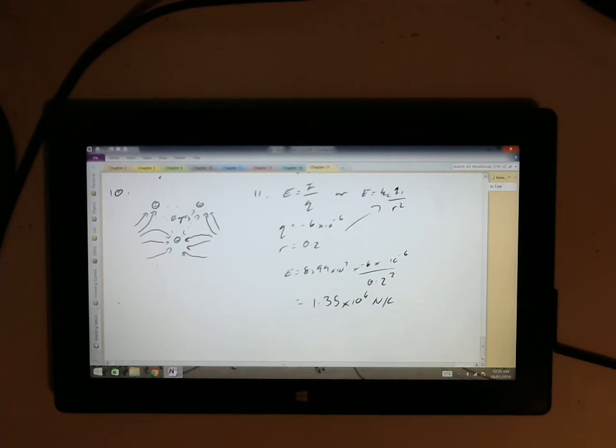Okay, so we've got our magnitude, and if we quickly double check our answers, we see 1.35 times 10 to the 6 newtons per coulomb. Good. Now, we said that the charge was negative. Let's go back to the question. Negative 6 microcoulombs. Remember that when we're drawing electric fields, we're considering what would happen to a positive test charge.